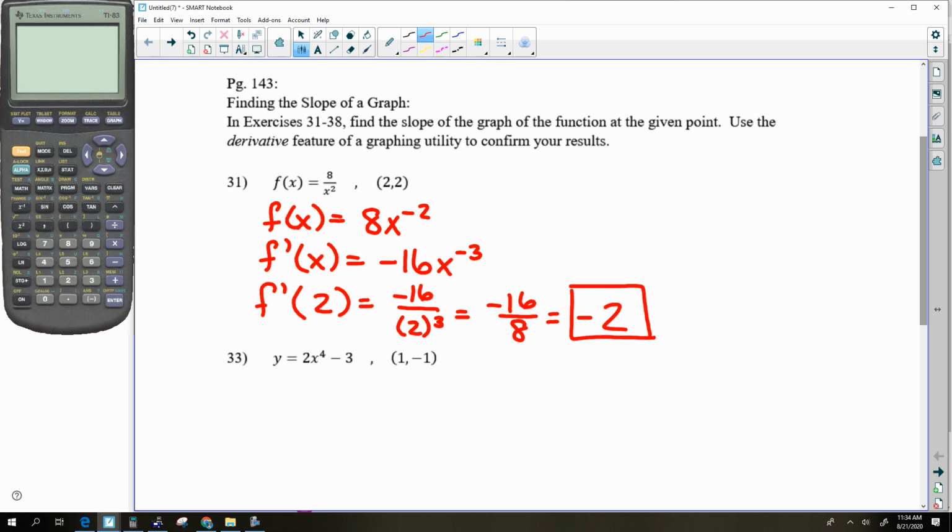Now, to use the graphing utility to confirm your answer. Let's go ahead and fire up our calculator here. They want me to do it graphing, so I will do it the graphing way. There's another way, but I'll do it the graphing way. What I want to do is graph this original equation, 8 divided by x squared. I'll go zoom 6, and that is the picture of 8 over x squared.